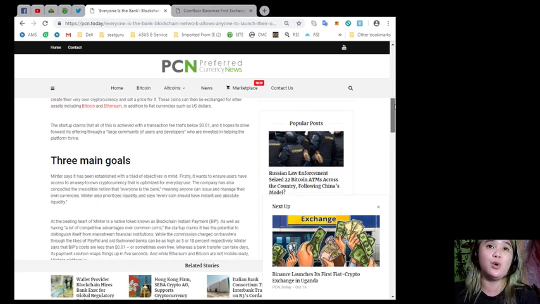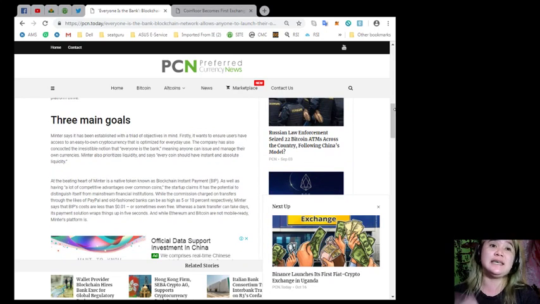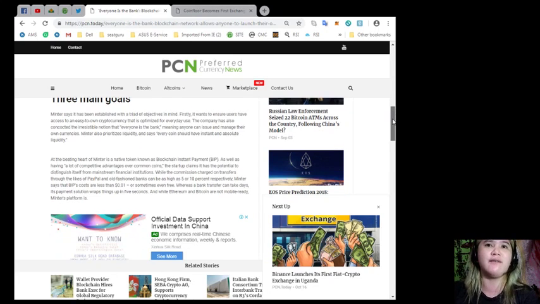There are three main goals. Mintr says it has been established with a triad of objectives in mind. Firstly, it wants to ensure users have access to an easy-to-own cryptocurrency that is optimized for everyday use. The company has also concocted the irresistible notion that everyone is the bank, meaning anyone can issue and manage their own currencies. Mintr also prioritizes liquidity and says every coin should have instant and absolute liquidity. Yes, it should have, right?